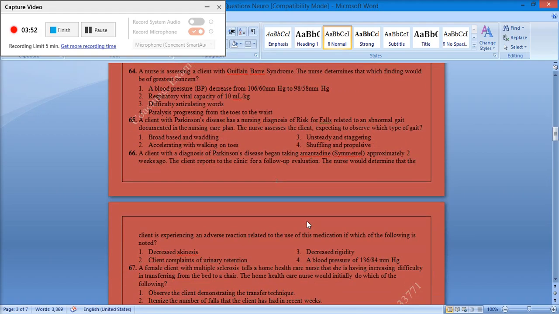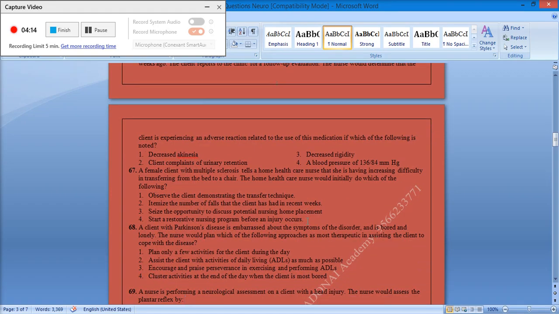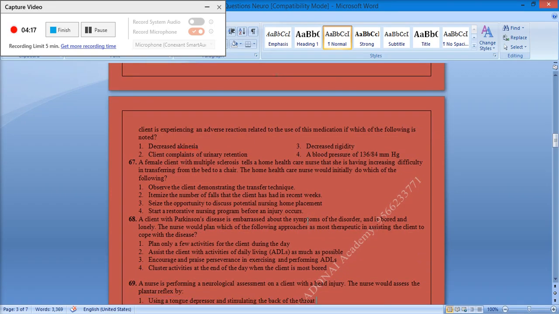66. A client with a diagnosis of Parkinson's disease began taking Symmetrel approximately 2 weeks ago. The client returns to the clinic for a follow-up evaluation. The nurse would determine that the client is experiencing an adverse reaction related to the use of this medication if which of the following is noted? 1. Decreased akathisia. 2. Client complaints of urinary retention. 3. Decreased rigidity. 4. A blood pressure of 136/84 mmHg.